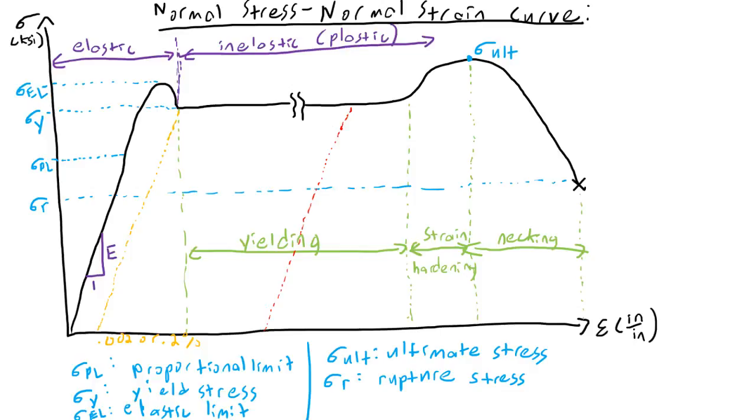All right. And again, it would be good to remind us that epsilon is equal to delta L over L naught, if we've forgotten that. It's equal to the change in length over the original length. All right, so study that. Now, there are a few other terms that we should be aware of.